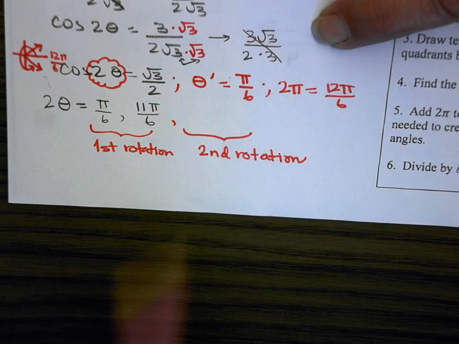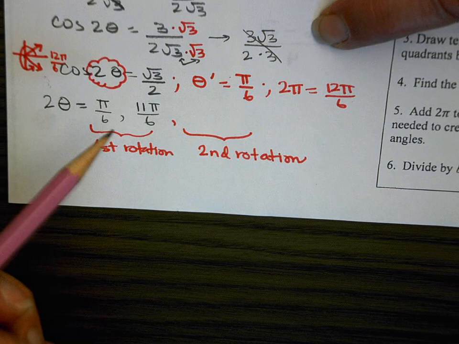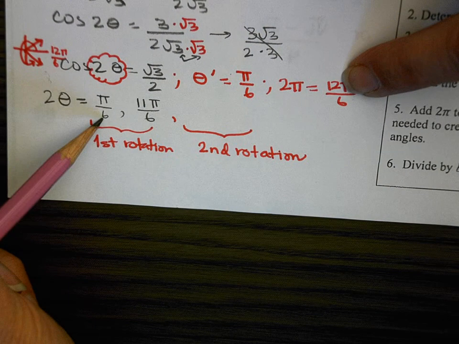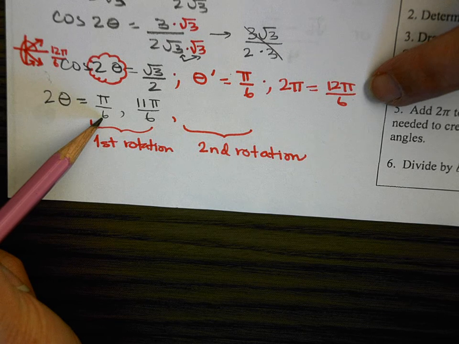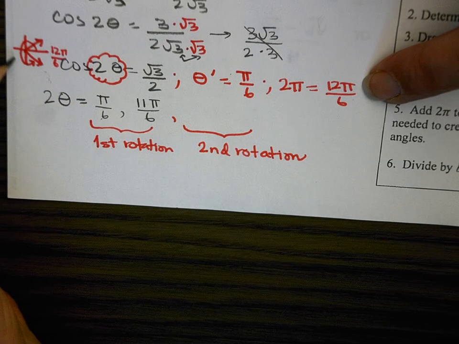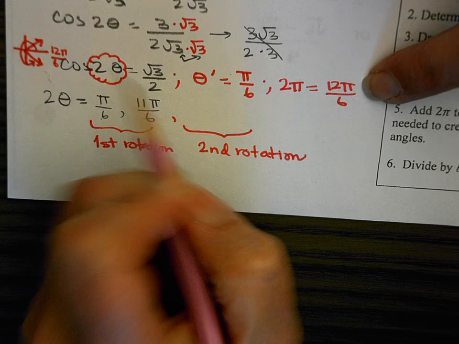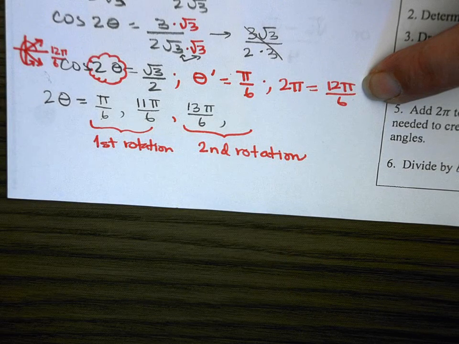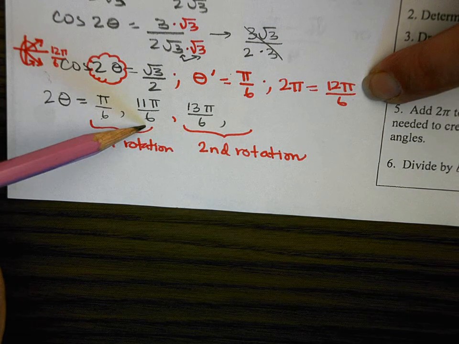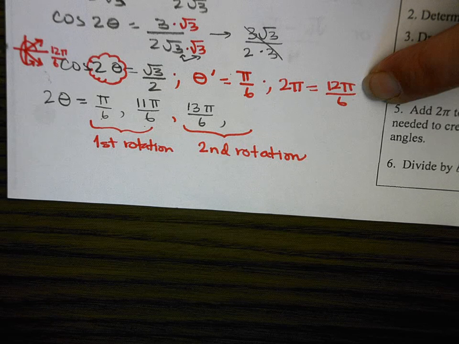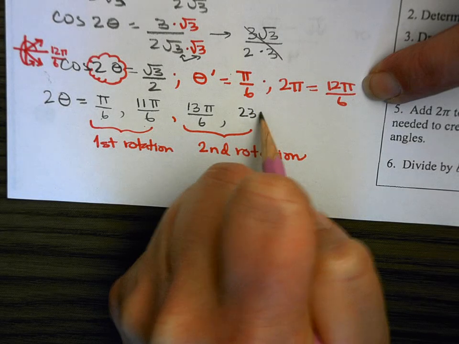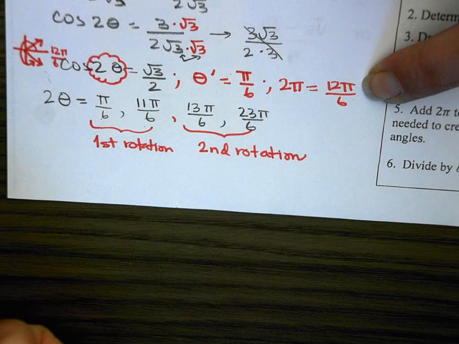And I do that by adding 2 pi. So that's our coterminal angles. My first time through for pi over 6, if I go 12 pi over 6 plus another pi over 6, that would put me at 13 pi over 6. And then for my other angle, 11 pi over 6, I go 12 pi over 6 plus another 11, so that would put me at 23 pi over 6.